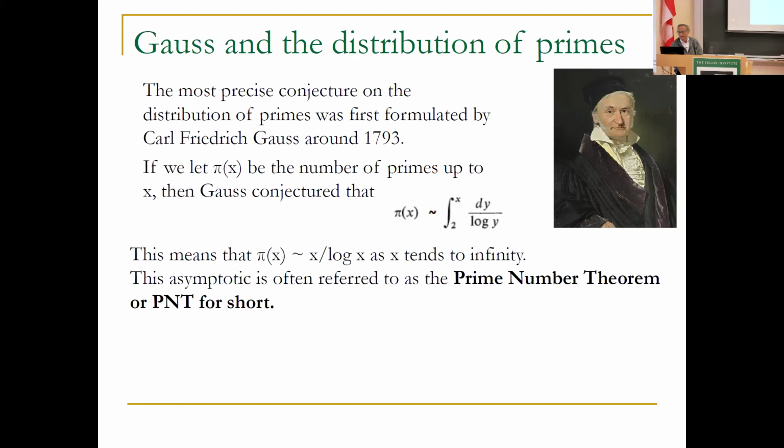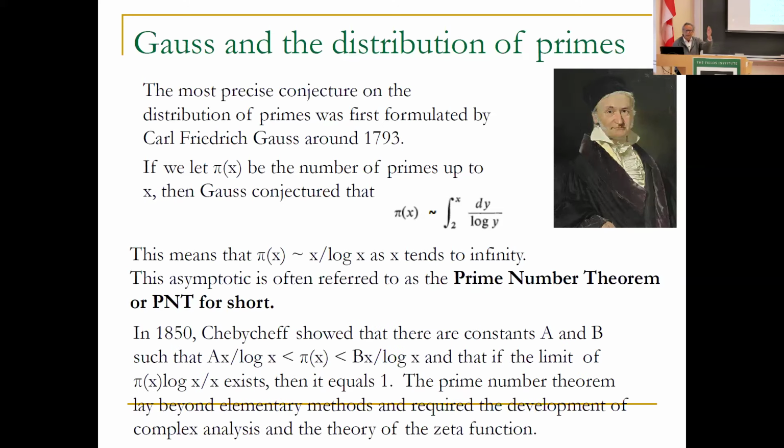So pi(x) is asymptotic to x over log x has been called the prime number theorem. It was conjectured by Gauss, but it was almost 100 years later that it was proved formally. So 1793 was when the conjecture was made. 1896 was when it was finally proved.